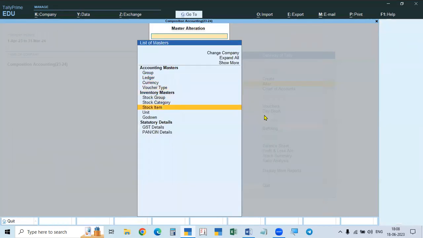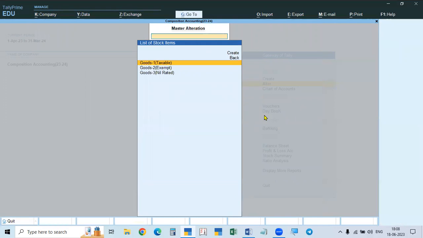Then come to the stock item. Then I created goods. We'll create the names of the goods: goods taxable, goods exempt, goods nil rated. When you are selling or purchasing, wherever tax is there, we'll put the tax. Otherwise, we will not put it. But when you are selling, we have to pay tax on that 1%. For that purpose, taxable, exempt, nil rated, I created separately, because we have to pay only on taxable. Exempt and nil rated, we have to show separately. It will be shown in the report, and no tax will be there.